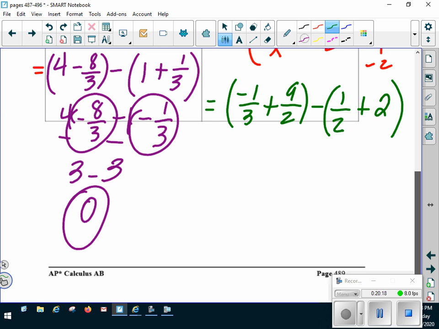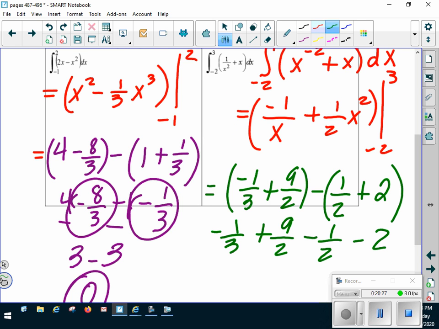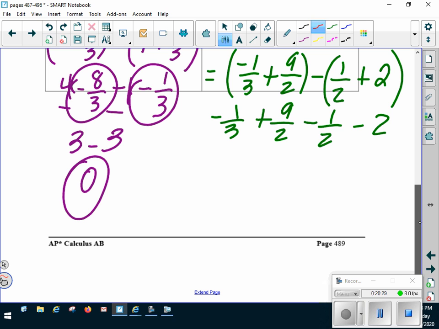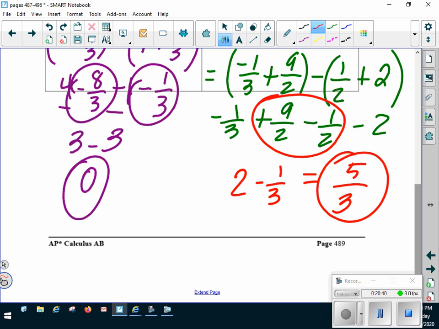Listen, I'm going to do it like this. I'm going to do negative 1/3 plus 9/2 minus 1/2 minus 2. What's that give me? 4. 4 minus 2 is 2. And 2 minus 1/3 is 5/3. That's how I thought about it. Excellent. Yeah, for real.